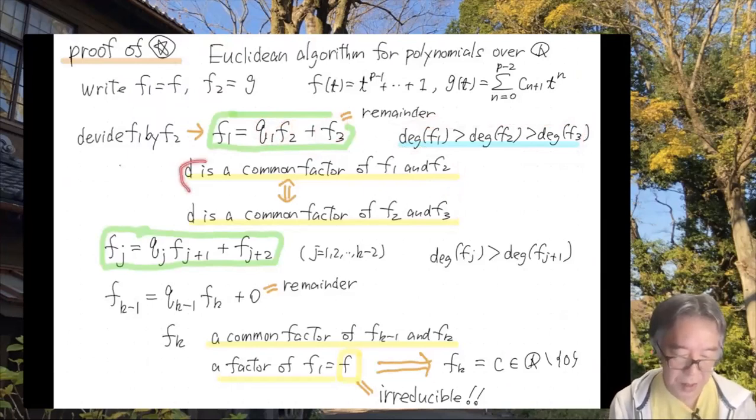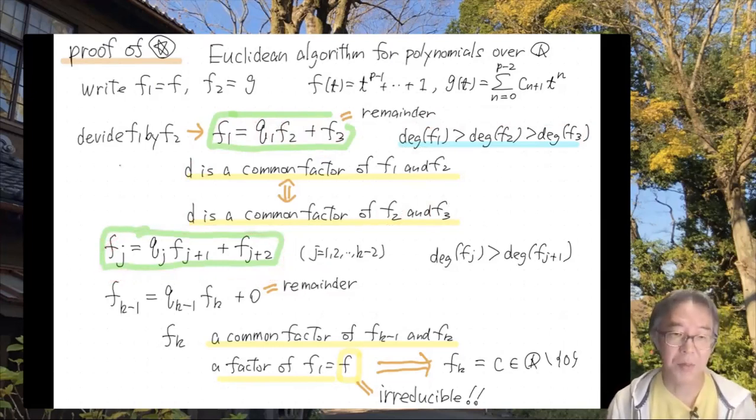And if D is a common factor of F1 and F2, then if you look at this relation carefully, you find that D is also a common factor of F2 and F3. Okay, and you can also repeat this many times. So actually, if you set j equal 1 here, you get this. But you can do the same thing with j equal 2 and so on.